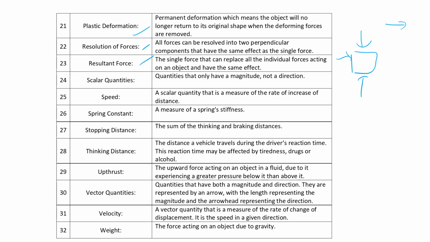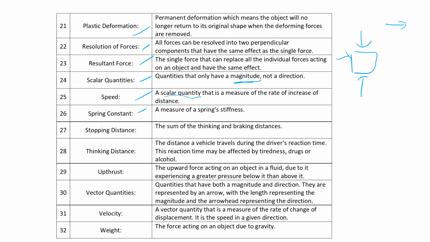Quantities that only have a magnitude, so that is basically a number, not a direction, is scalar. A scalar quantity that is a measure of the rate of increase of distance. So this is just a number: speed, and it's how fast an object is going. A measure of the spring stiffness: so the bigger the number of the spring constant, the stiffer the spring.